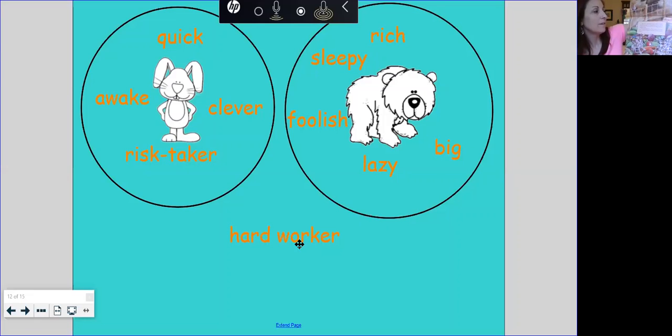Bear never slept through a season of planting or harvesting again. So maybe at the end, he was a hard worker too? Yeah, I don't know. This could kind of go in both. So I'm going to put it right here so that part of it is in Hare and part of it's in Bear, because I think you could argue a case that Hare was a hard worker in the beginning, while Bear turned out to be a hard worker at the end of the story.